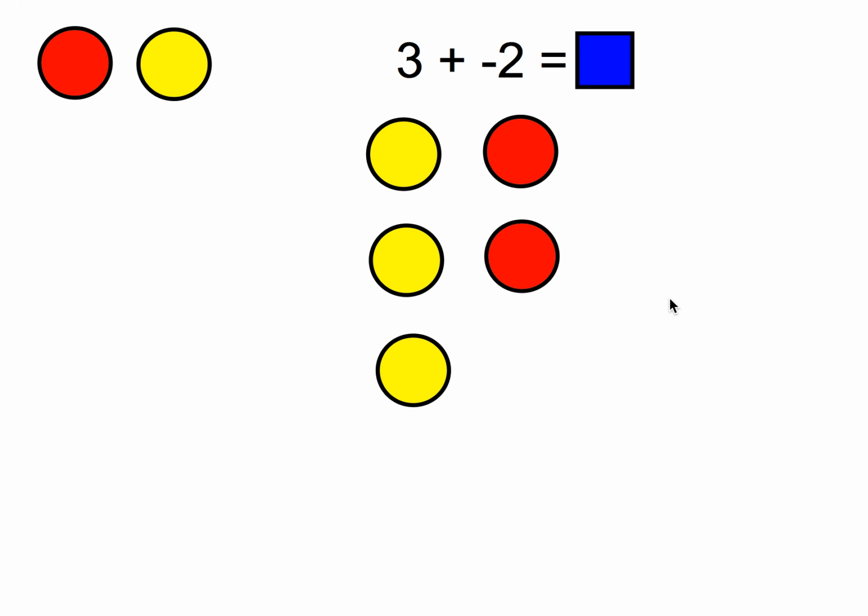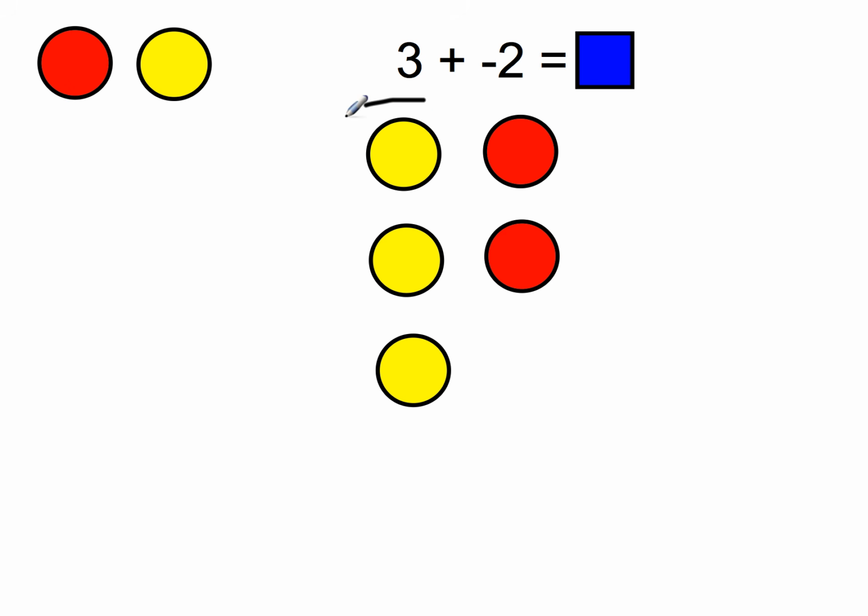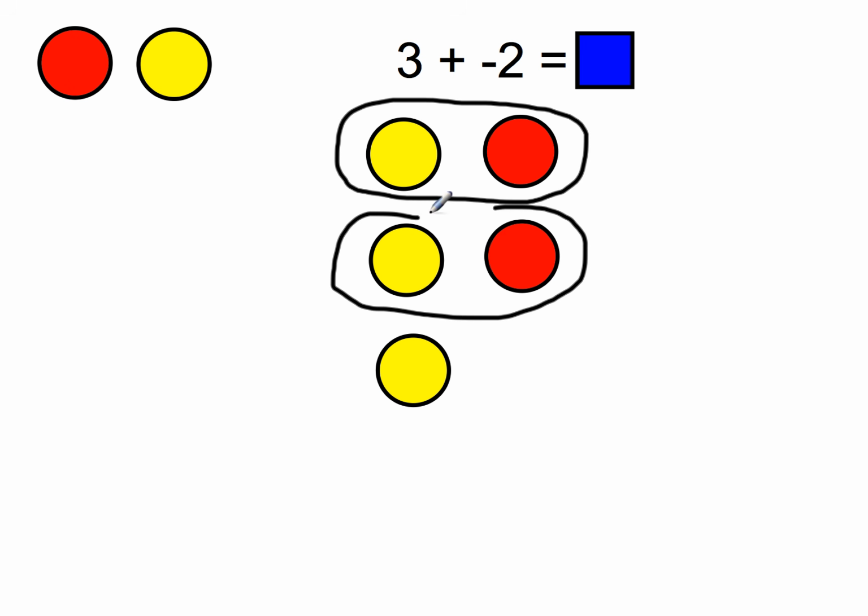Every other time we've been able to just look and count how many there were because they were all the same color. It's not the case here. Now we've got some yellow and some red. Well, let's pair them off. Here's a pair with a yellow and red, and here's another pair with yellow and red. These are what we call zero pairs. They cancel each other out.